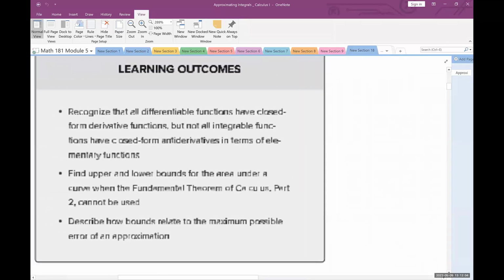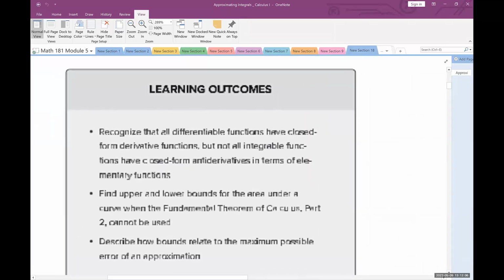So this is a lot like what we talked about before, before we did the fundamental theorem of calculus, when we were able to do lower and upper sums, and that's really what they're talking about here. But you're going to come across functions that you can't find the antiderivative of, at least not yet. We don't have the skills.